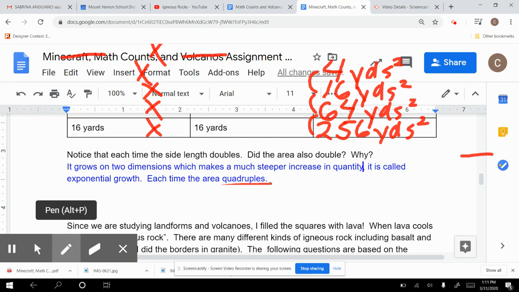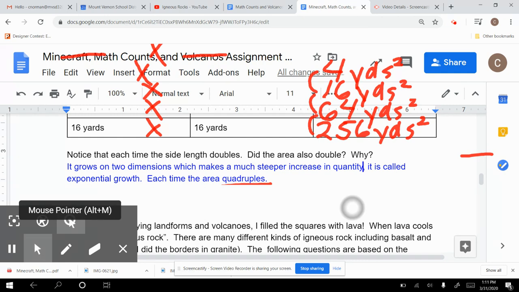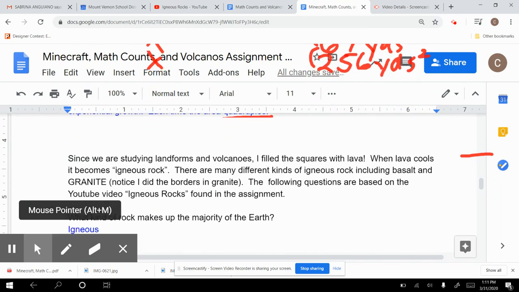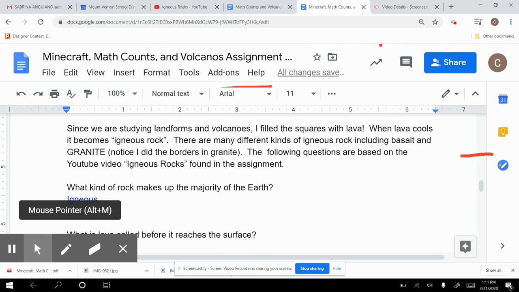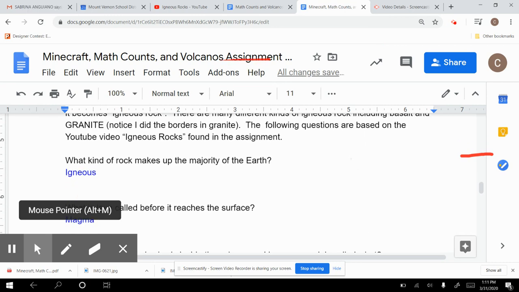All right, that's an interesting concept that we're going to talk a lot more about with volume as well, about the rate of increase and its exponential growth. Now, this next one was on a really cool video I found on YouTube about igneous rocks. So if you watch the video, you should be able to easily answer these questions.